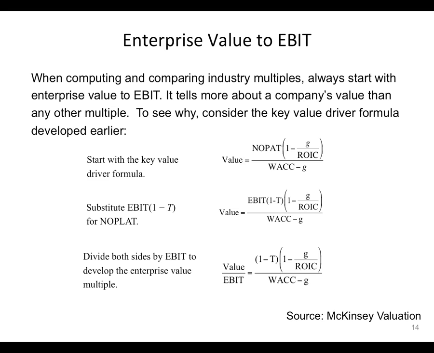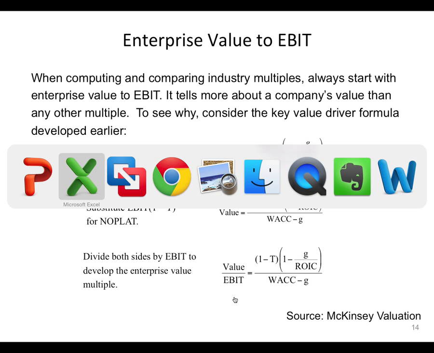We start with our key value drivers, which is NOPAT times (1 minus g over ROIC) divided by (WACC minus g). We say that NOPAT is EBIT times (1 minus the tax rate). We divide both sides by EBIT. Enterprise value to EBIT is (1 minus the tax rate) times (1 minus g over ROIC) divided by (WACC minus g). So what are the real drivers of enterprise value to EBIT? Differences in tax rates, differences in growth rates, differences in ROIC, differences in cost of capital. So tax rates do matter. Okay? So let's look at the enterprise value to EBIT for McDonald's.